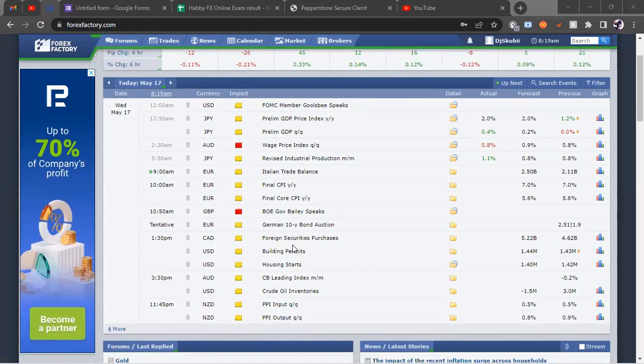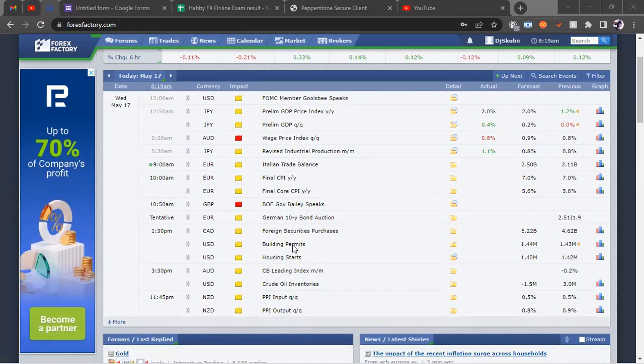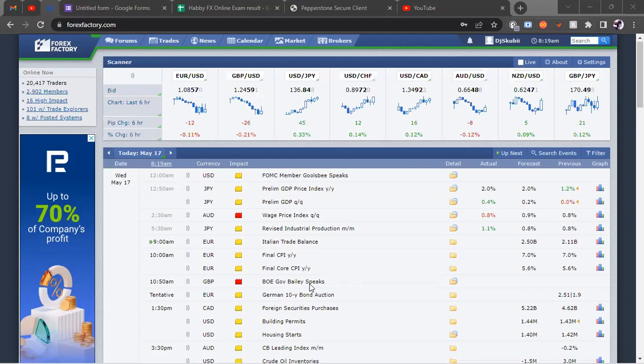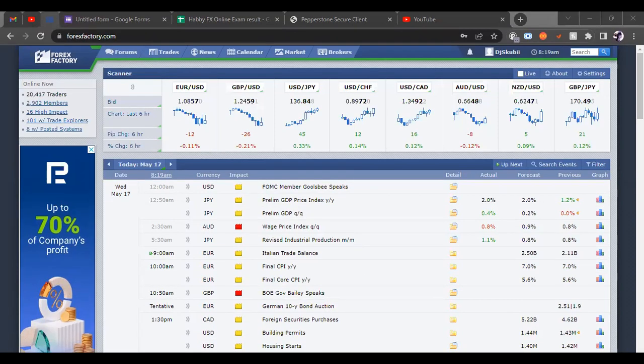Fundamental wise, we have only one high impact news at 10:50, on GBP, a Bank of England speech. Anyways, let's jump on our charts and see what we can get here.